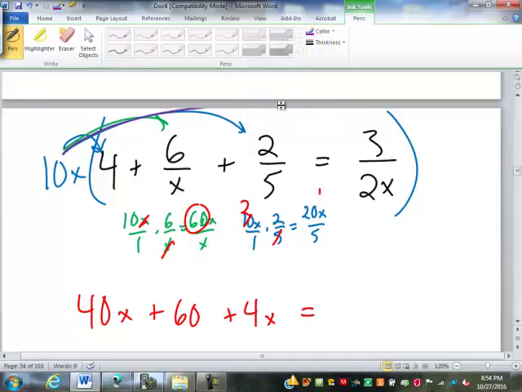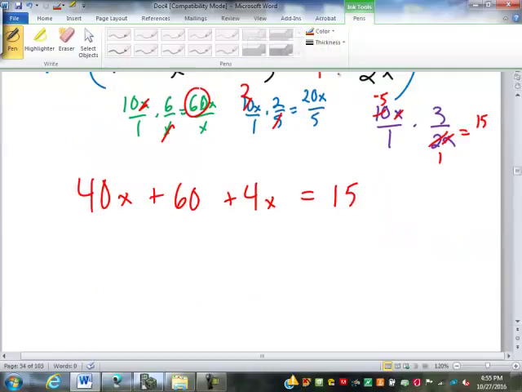So on the other side of the equal sign, 10x times 3 over 2x. 10x over 1 times 3 over 2x. I'll show you what I mean here. The x's can cross cancel. 2 and 10 are both divisible by 2 to give me 1 and 5. 5 times 3 is 15. This is just 15 over here. Or I could have multiplied it out and got 30x over 2x, which divides out to be 15.